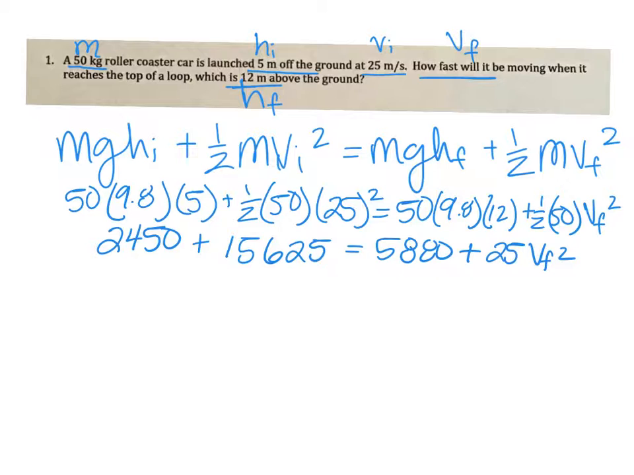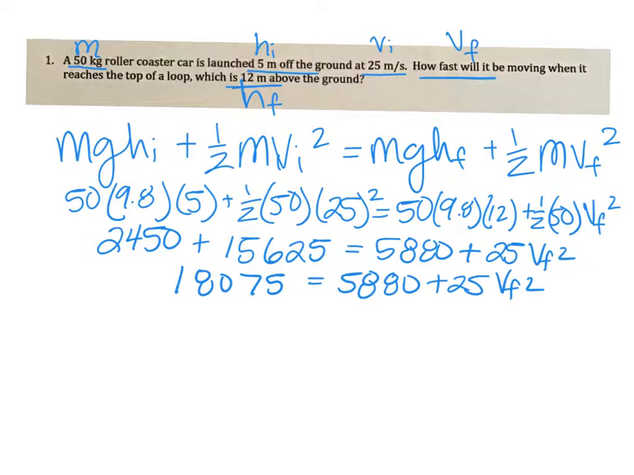So then we can go ahead and simplify this a little bit more. And that on the left side is going to be 18,075 equals 5,880 plus 25 vf squared. All right. Now from here is where I see a lot of mistakes. People tend to want to add this part together, the 5,880 and the 25. Do not do that. All right. That is incorrect math.